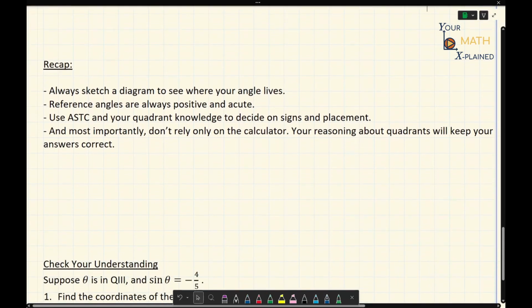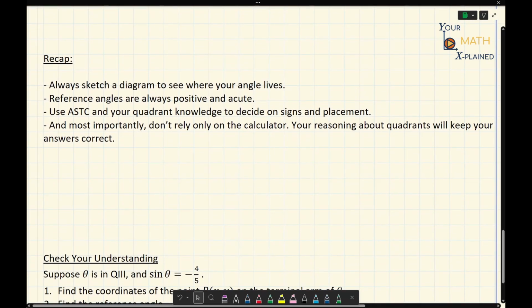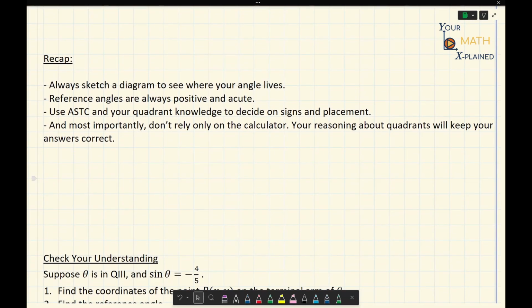And now let's go ahead and do a recap of everything that we covered in this video. As demonstrated in this video, you always want to sketch a diagram to see where your angle lives. And after we sketch our diagram, we want to label our reference angle and remember that it's always positive and acute. If the question tells us which quadrant the angle is in, then go ahead and draw it in that quadrant. But if it doesn't, you want to use your ASTC rule to decide on the signs and the placement. And most importantly, don't just rely only on the calculator. Make sure to use your quadrant reasoning to get the correct answer.